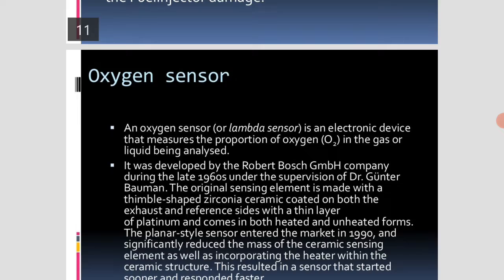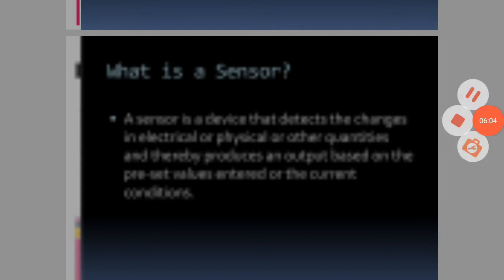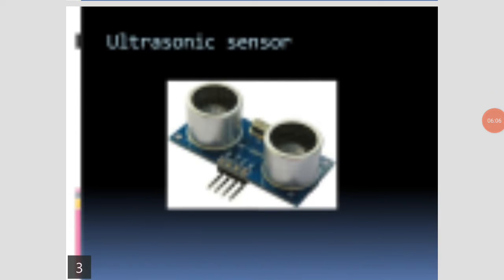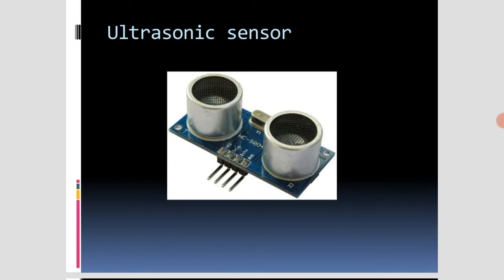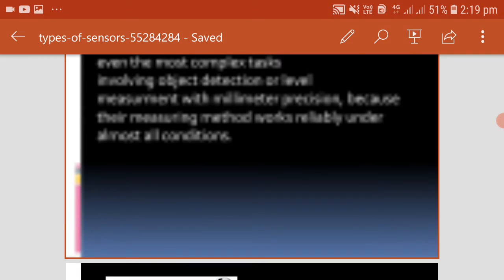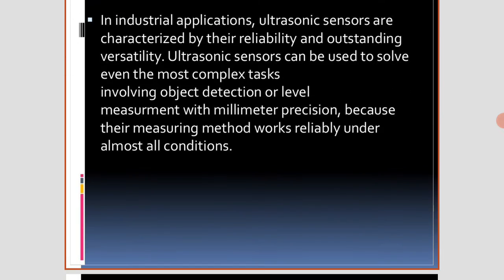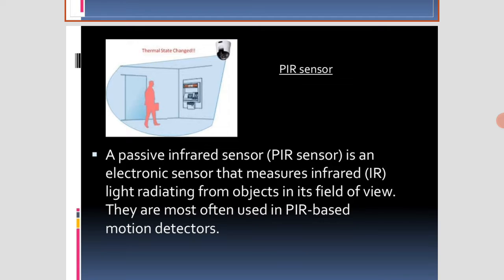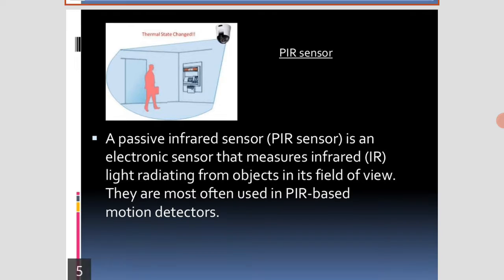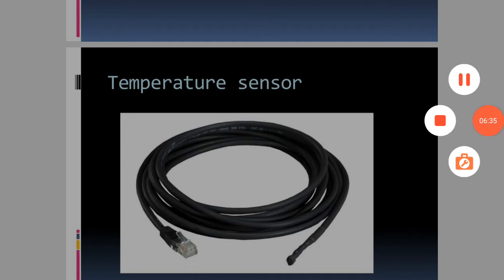These are the different types of sensor we use. Firstly we see the sensor definition. After that we see the first type of sensor, that is the ultrasonic sensor. Then in this slide we see the applications of the ultrasonic sensor. Then next we see the PIR sensor, passive infrared sensor. And then the next sensor type is the temperature sensor.